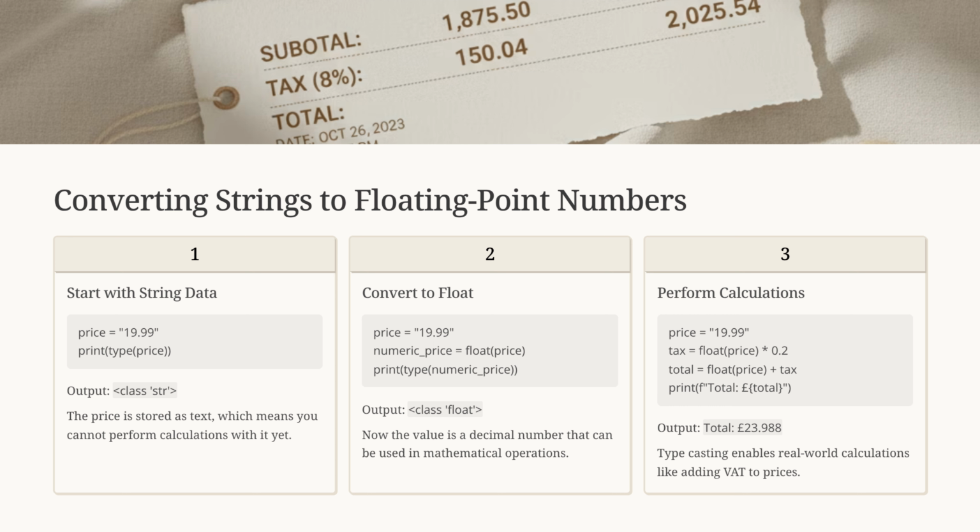$19.99. Ready for calculations. Step 3. Perform calculations. For example, you can calculate tax or totals. Multiply the price by 0.2 to get VAT, then add it to the total. Typecasting turns plain text into actionable numbers, perfect for use cases like pricing systems, analytics dashboards, or AI feature preparation.